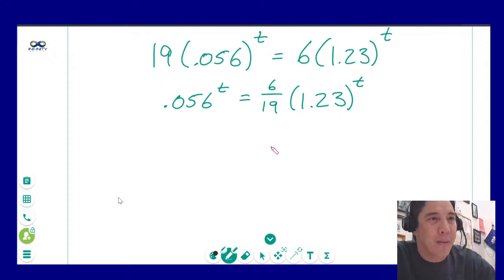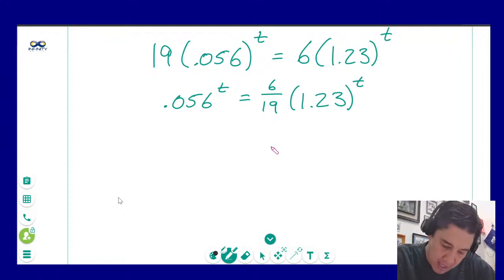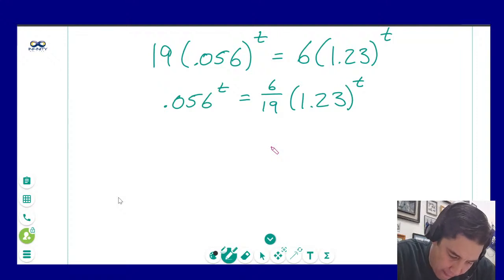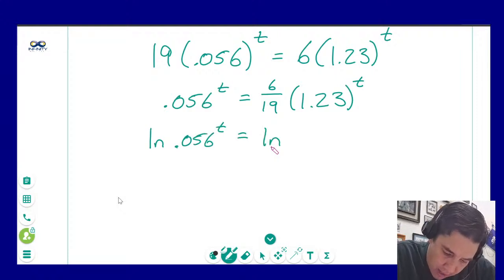Let's see, what do I want to do next? I'm thinking I want to take the natural log of both sides so I can use the power rule to bring the exponent in as a coefficient. So that's exactly what I'm going to do. Natural log of 0.056 to the t is equal to the natural log of 6 over 19 times 1.23 to the t.